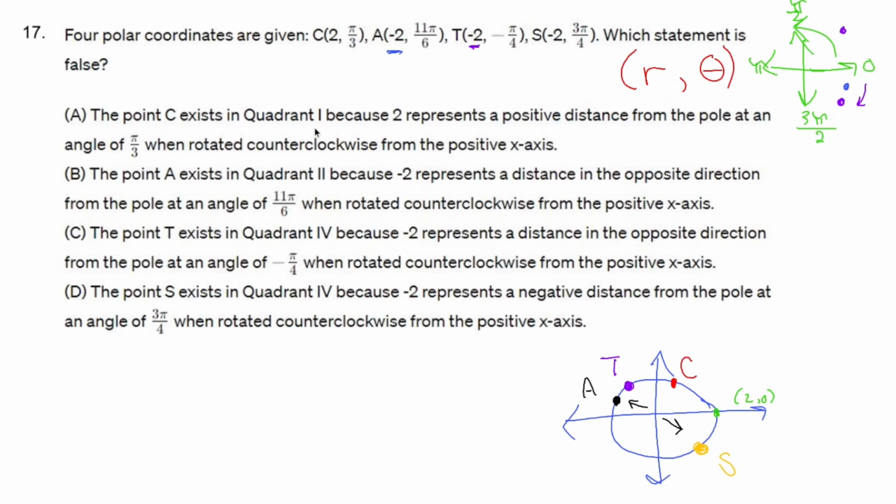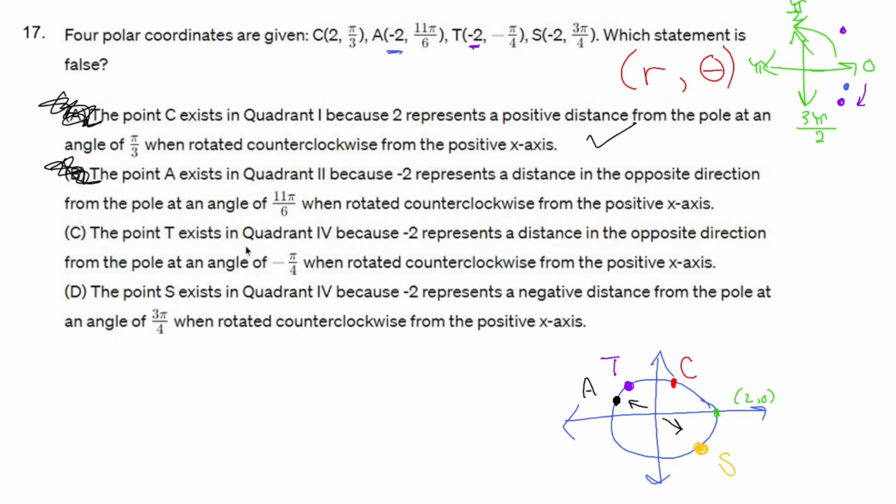Point C exists in quadrant 1. That's true because 2 represents a positive distance from the pole at the angle pi over 3 when rotated counterclockwise from the positive x-axis. Don't see anything wrong with that. So A is not going to be the option we want because it's actually a true statement. Point A exists in quadrant 2. So far, so good, because negative 2 represents a distance in the opposite direction from the pole at angle 11 pi over 6 when rotated counterclockwise from the positive x-axis. Again, no lies detected. B is not going to be our answer. B is a true statement.